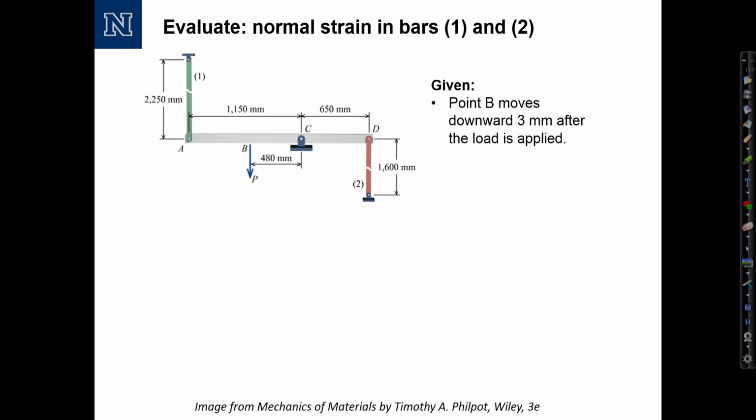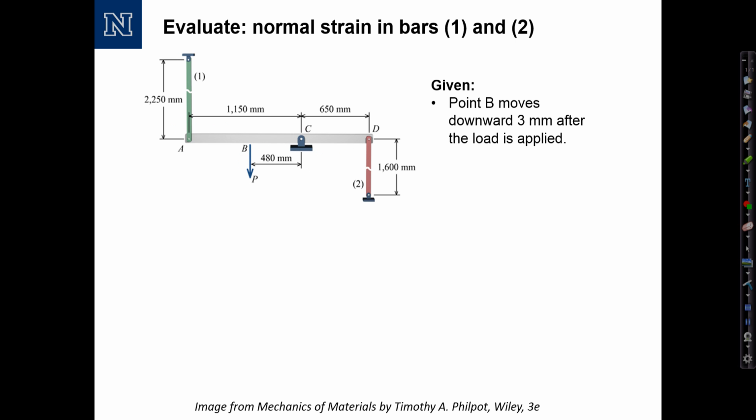However, under the loading P, and we don't know what P is, we're given that point B, right here, moves downward 3 millimeters after the load is applied. We're asked to evaluate the normal strain in bars 1 and 2. So this is a basic geometry of deformation, or compatibility, problem where we need to consider how the mechanism moves and relate the deformations in these bars to the downward movement.